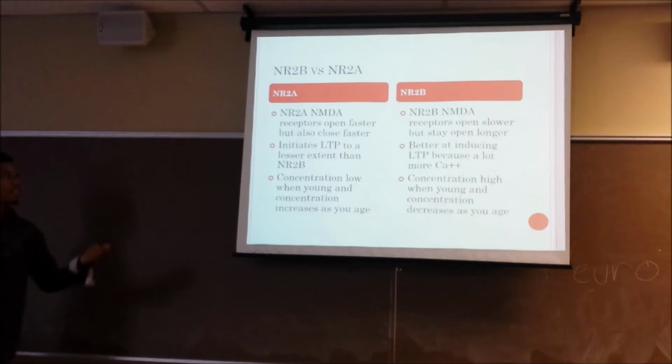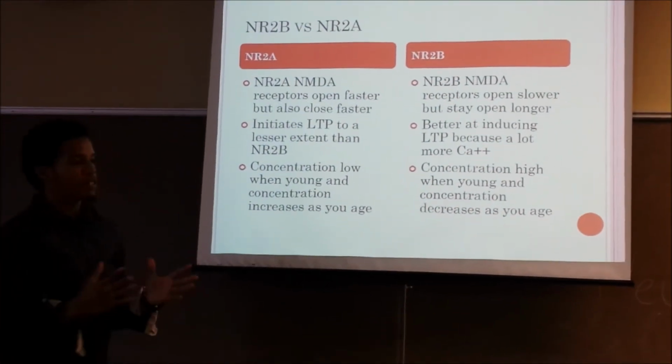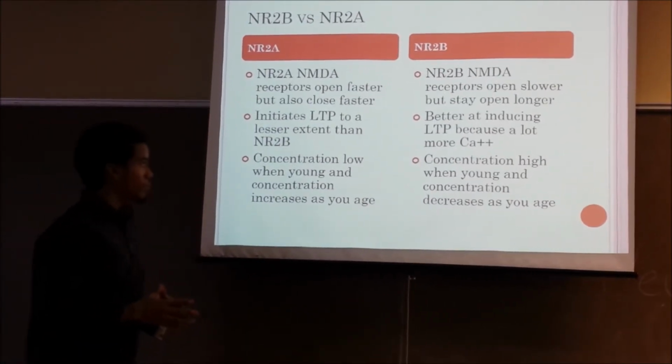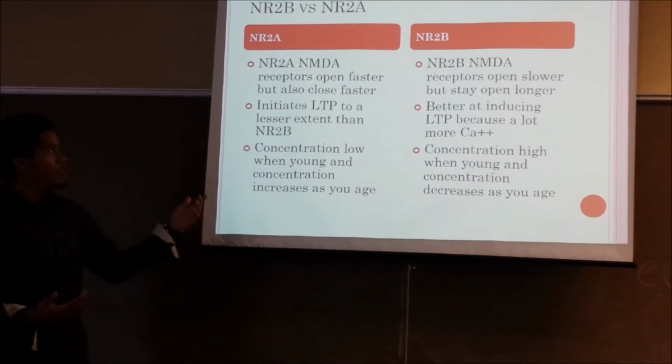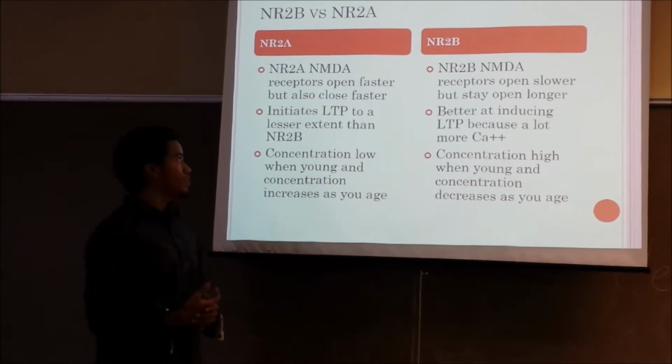So NR2A versus NR2B. NR2A NMDA receptors open faster, but in addition to opening faster, they also close faster. So it initiates LTP to a lesser extent, because if it closes fast, then there's only going to be a little bit of calcium entering, so it's less likely to induce LTP.